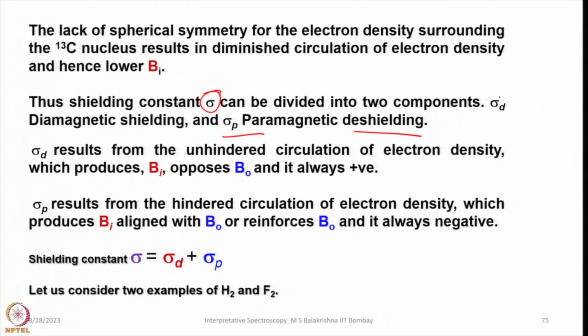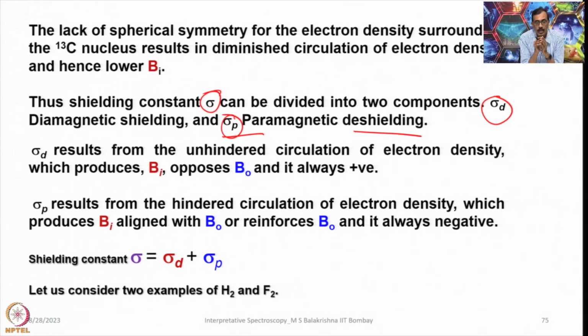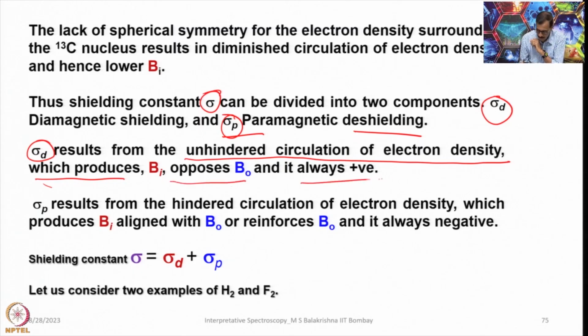Basically it is a combination of sigma d and sigma p, where sigma d is diamagnetic shielding and sigma p is paramagnetic deshielding. The sigma d results from the unhindered circulation of electron density, which produces Bi, opposes B naught, and hence is always positive. That results in shielding. Unhindered circulation of electron density happens when it is spherically symmetric, which produces Bi, and that always opposes B naught. Then the net effect is shielding.